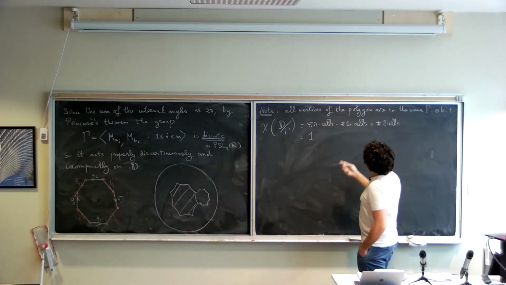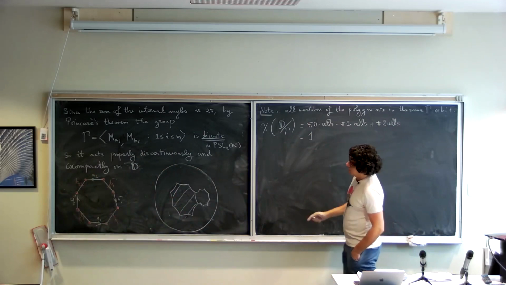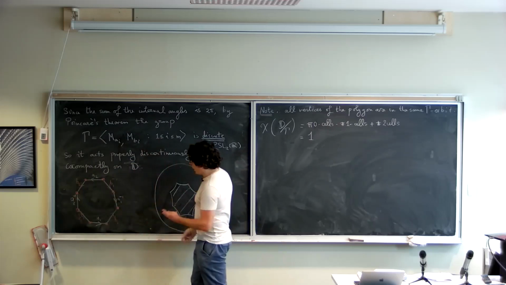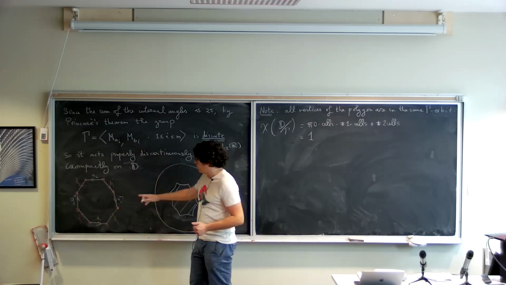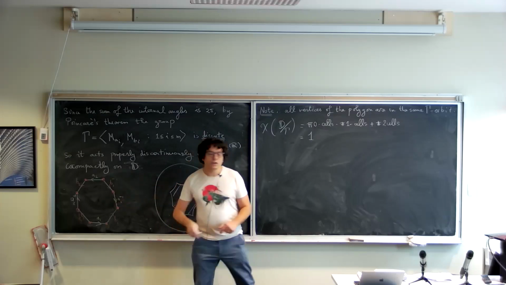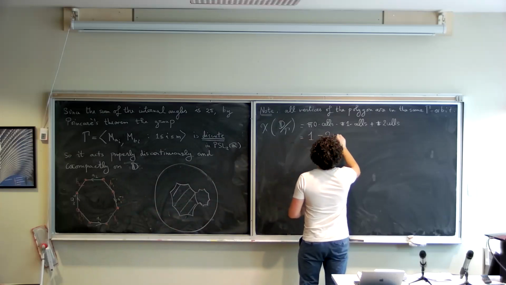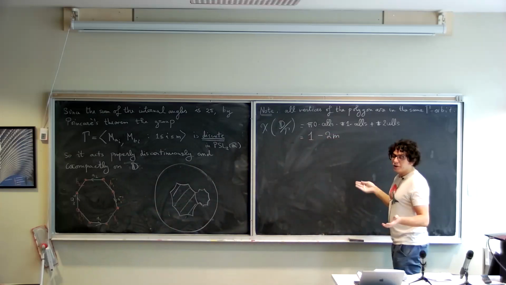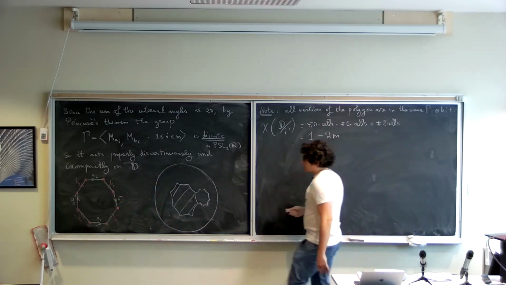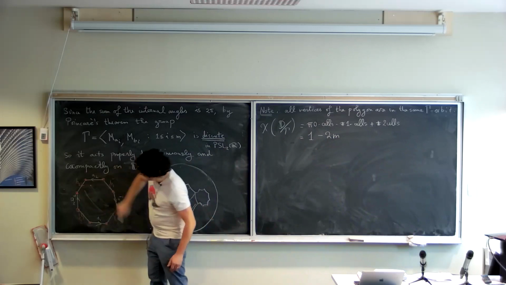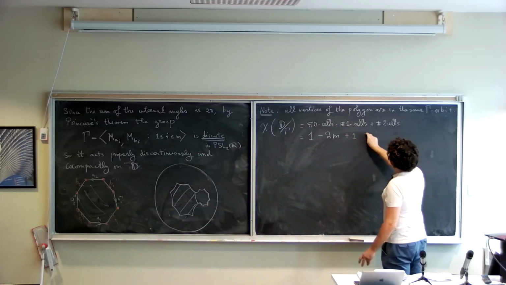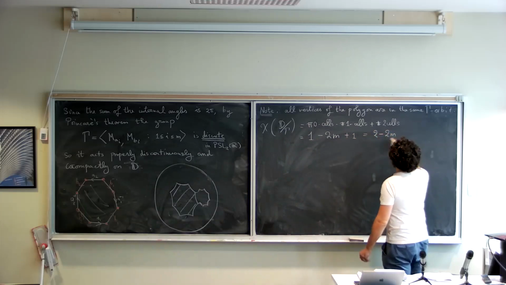And how many are the one cells? Well, the one cells are the sides. So we have 4m sides, while we identify them in pairs, right? So we have 2m. And then we have the number of two cells. Well, how many two cells do we have? A disk, which is this one. This is 1. So just to check, the Euler characteristic is 2 minus 2m.